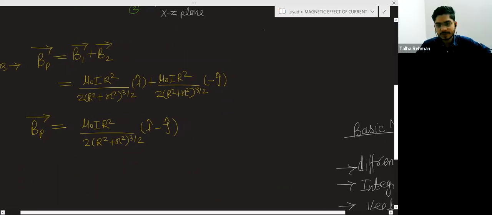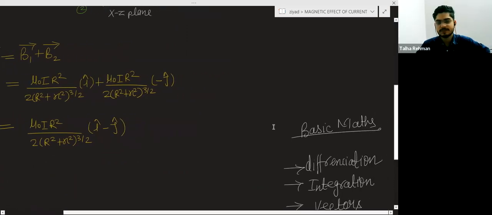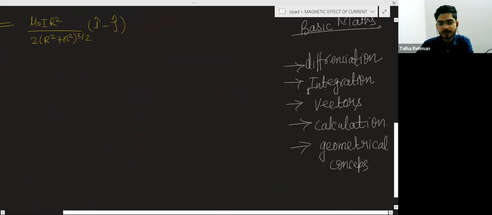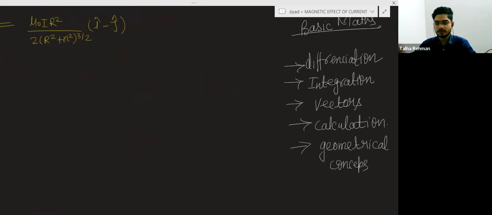So for solving the numericals in physics, there is a requirement of these. First, you should know the basics of differentiation and the basics of integration. You have seen that we are doing integration again and again when we are deriving any formula. Not very deep knowledge of integration, but you should know the basic things about integration.